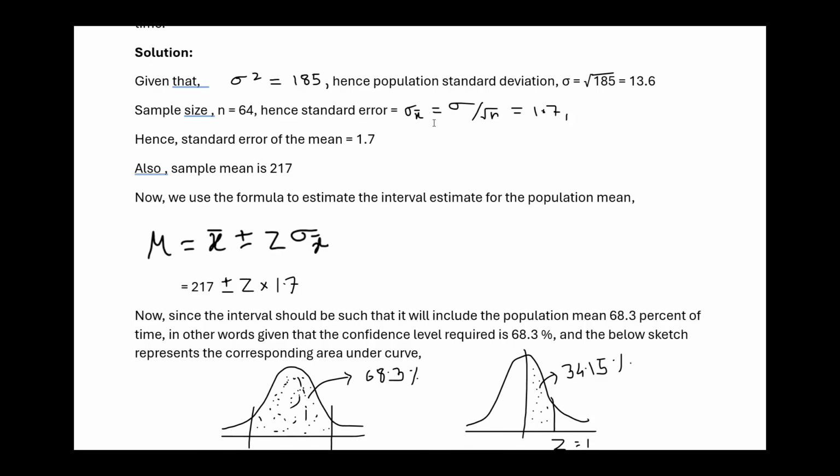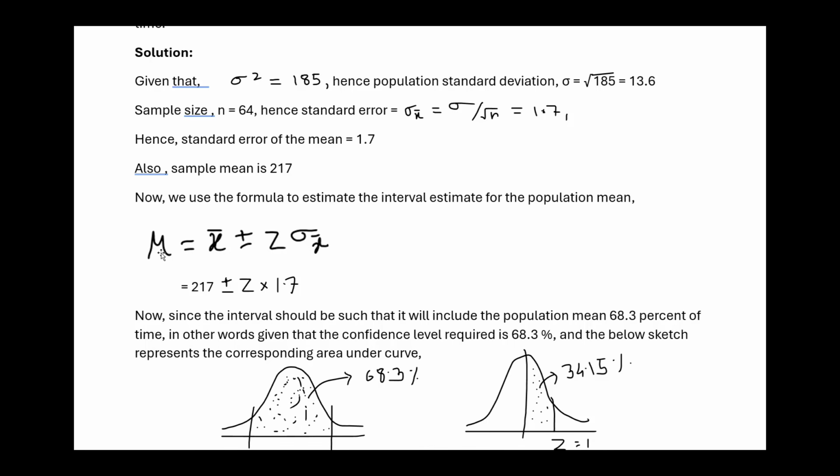Sample size is 64, so the standard error sigma x bar equals sigma upon root n. The square root of 64 is 8, so 13.6 divided by 8 is 1.7. Hence our standard error is 1.7, and the sample mean is already given as 217.